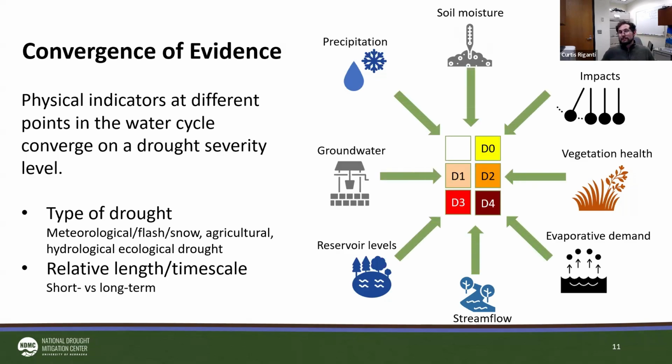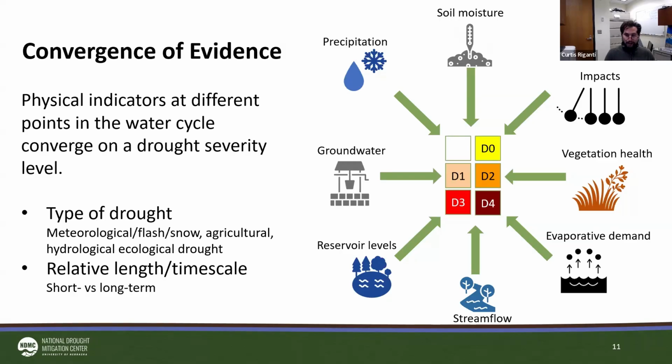So again, we're looking at things as diverse as precipitation deficits and surpluses over multiple periods of time, as short as a few weeks to as long, in some cases, as a few years. We're looking at modeled and observed soil moisture. We're looking at impacts that are reported. We're looking at satellite information regarding vegetation health and how that relates to different weather and climate variables.